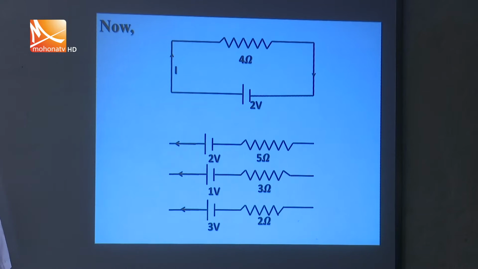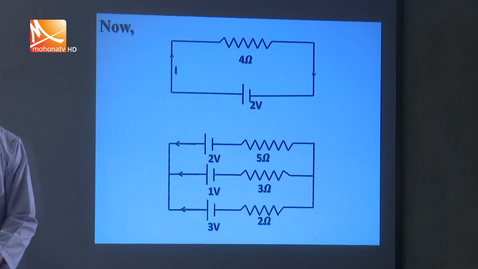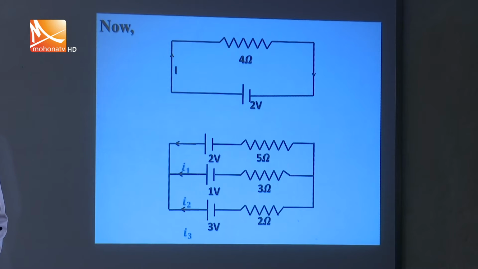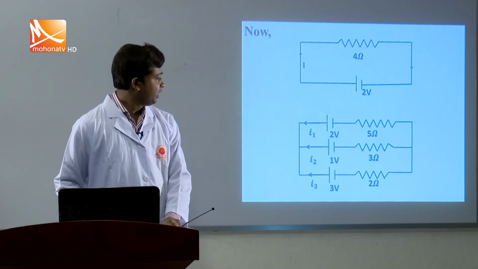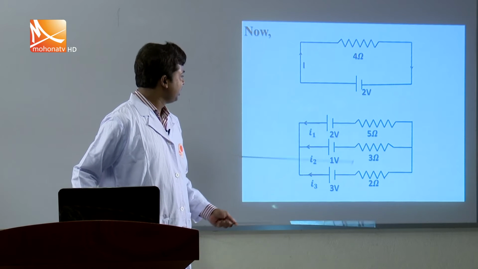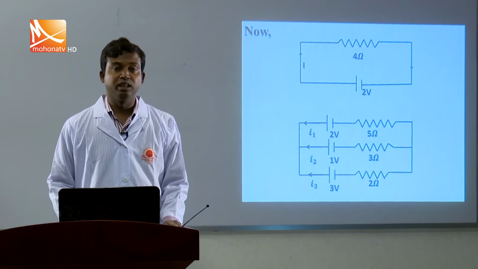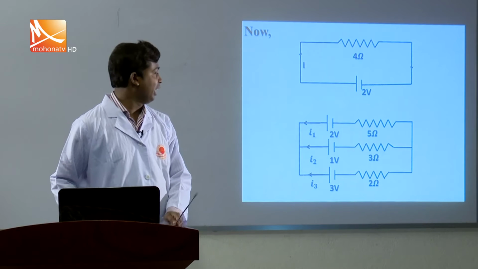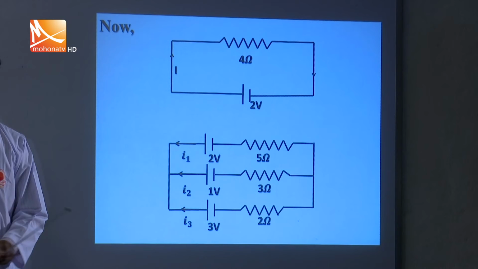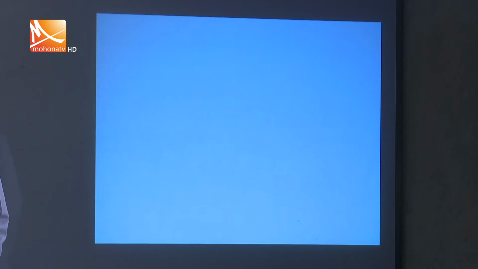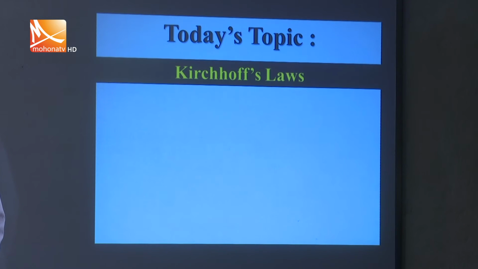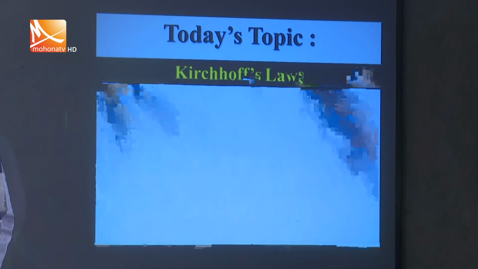If these 3 cells and 3 resistances make a complete path, that is a complete circuit, in this case it is very tough for you to calculate the corresponding currents I1, I2 and I3 using Ohm's law. That means you cannot solve this problem using the combination of resistances or the combination of cells. In this case, you have to apply another law. So, this is our today's topic: Kirchhoff's law. By using Kirchhoff's law, you can solve this problem.